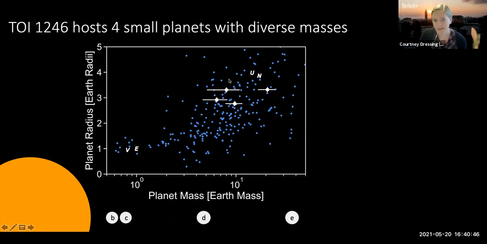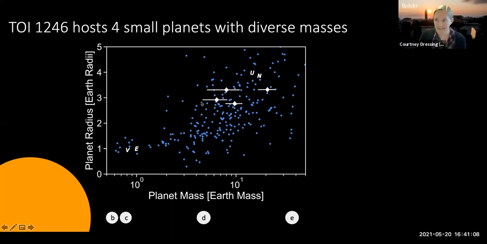So the inner 3 planets all have masses that are consistent with each other. The outer planet appears to be much more massive. On this version, the error bars are large enough that you might wonder whether that's statistically significant. But as we've gotten more and more data, these error bars are shrinking. So we do see that this outer planet is much more massive than the inner 3.